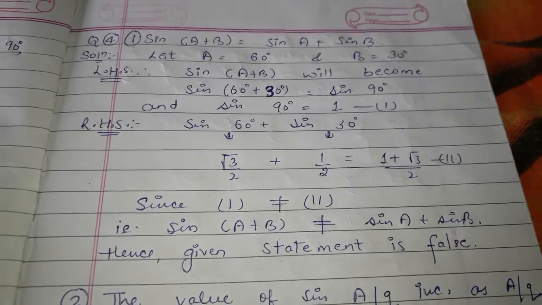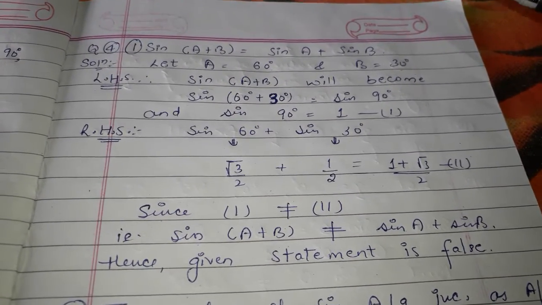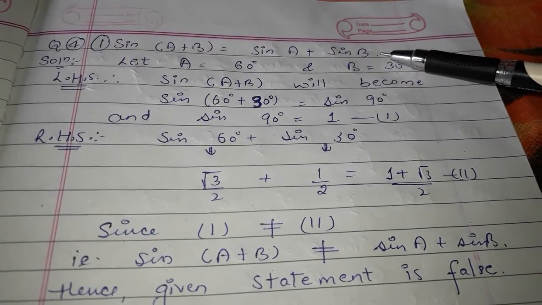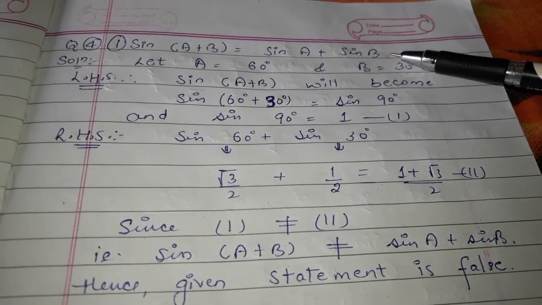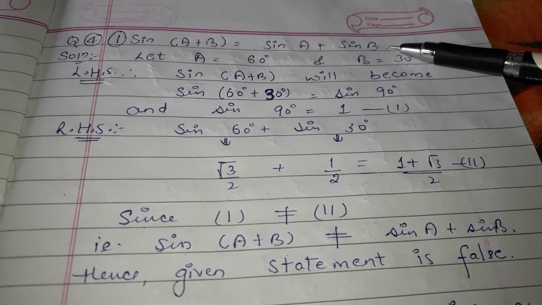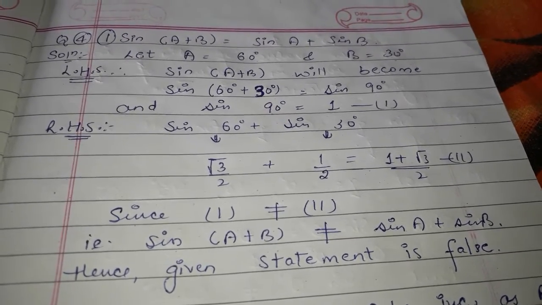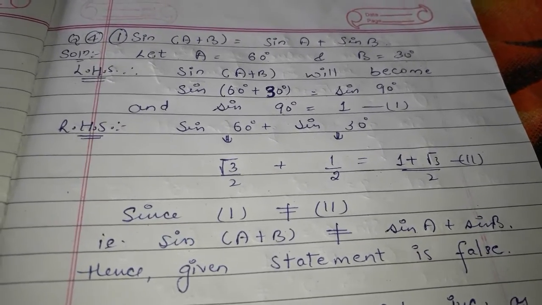Now, the next question, that is the fourth question, is we have to state whether the given statement, that is sin(A + B) is equal to sin A plus sin B, is true or false. Is it true or not? And then we have to justify our answer. To solve this, we have to assume the values of A and B.